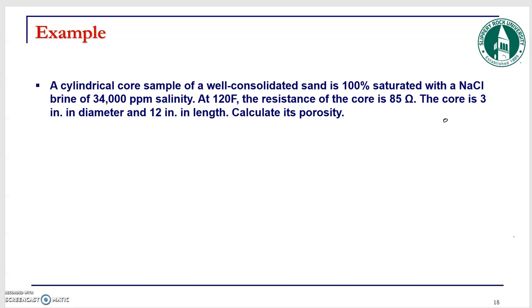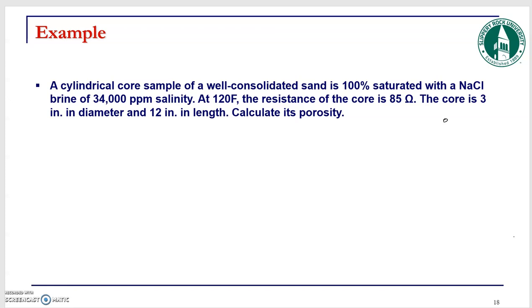Hello everyone. So let's do an example on resistivity. We have a cylindrical core sample of well-consolidated sand and 100% saturated with NaCl brine of 34,000 parts per million salinity. So at 120 degree Fahrenheit, we have the resistance of the core sample to be 85 ohm, and the core is 3 inches in diameter and 12 inches in length. What we want to do is to calculate the porosity.